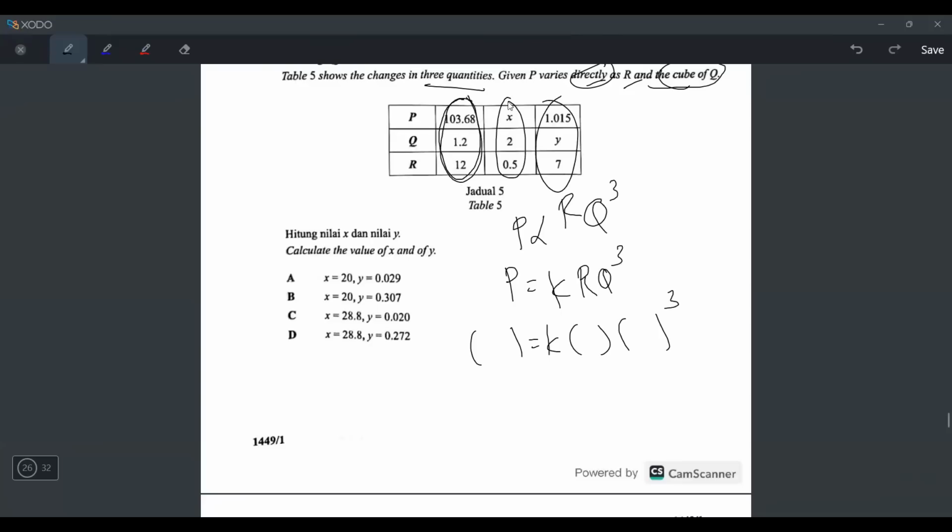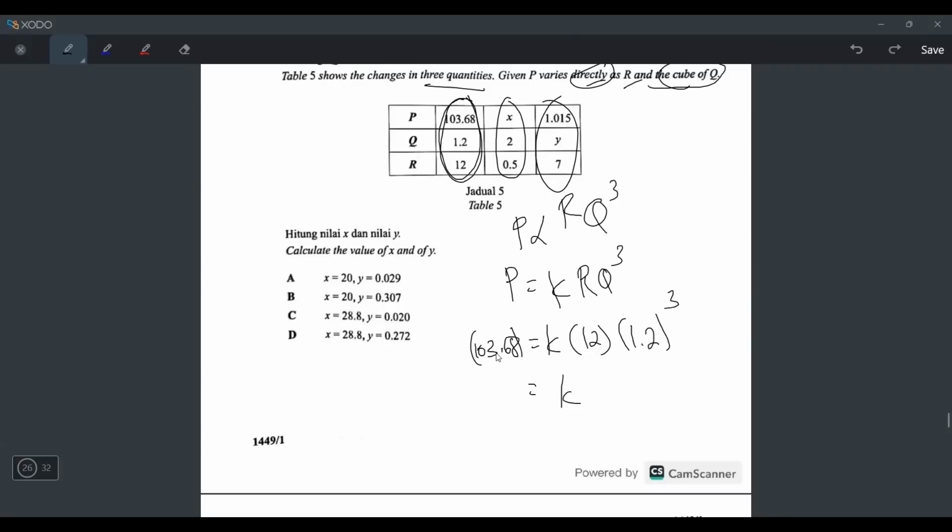The first one, right? I cannot use the second one because not enough information. I need PQR semua baru boleh. And this one also cannot because I don't have Q. So the only thing I can use is this column. So P I will masuk 103.68, R I will masuk 12, and then Q I will masuk 1.2 power 3. Be careful, because if you terbalik also it will be wrong. If you masuk the 1.2 in front and then 12 belakang is salah also.